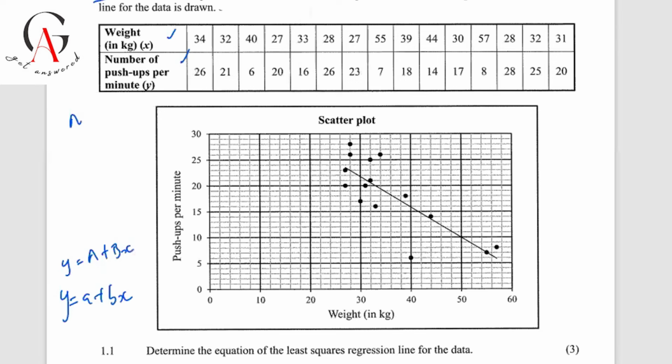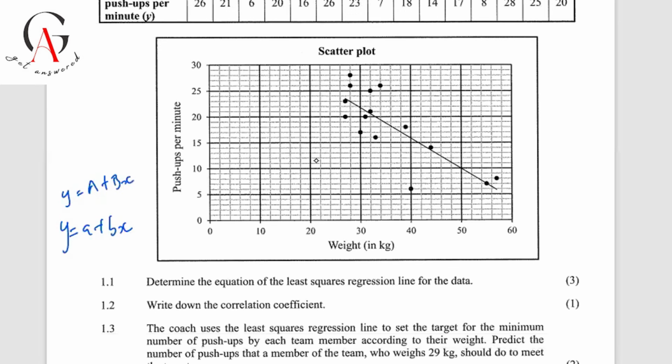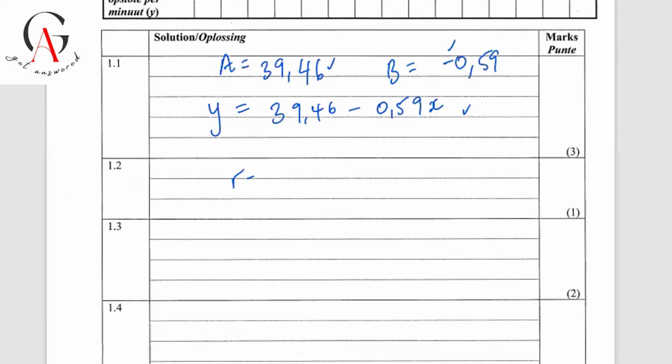Then 1.2, they want us to write the correlation coefficient. So that is the value of R. So from my calculator, when I punch that, I'm getting negative 0.799 something, which I round off to negative 0.80, or just negative 0.8, okay?